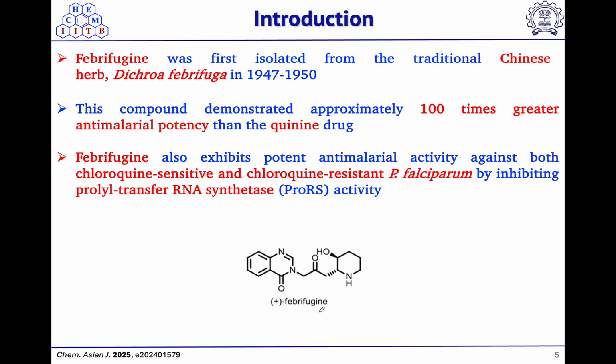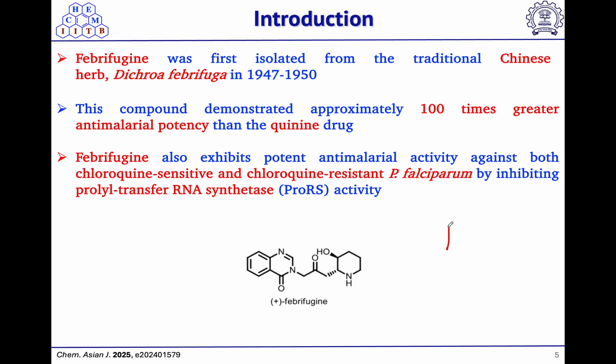And what is the biological activity of this molecule? All of us know about anti-malarial activity: quinine is responsible for it. To treat malaria we need to use quinine as a drug. There is also this febrifugin, a natural product which shows, as you see in this second bullet point, 100 times greater anti-malarial potency than the quinine drug.